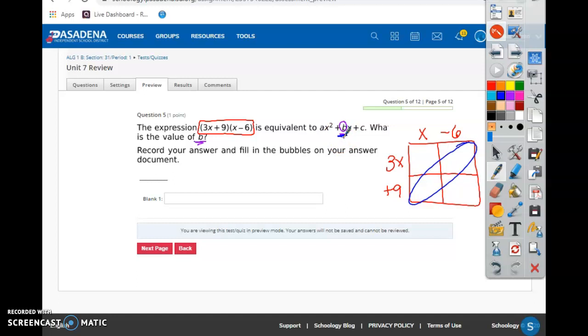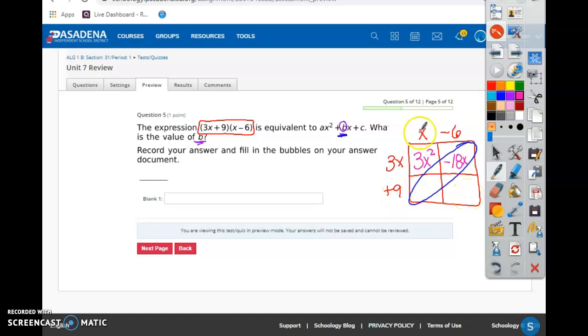Okay? So pause the video, start working that out, and let's see if you get the correct answer. You should have paused the video and worked this out so that you're not just copying my answer. What's 3x times x? 3x squared. What's 3x times negative 6? Negative 18x.